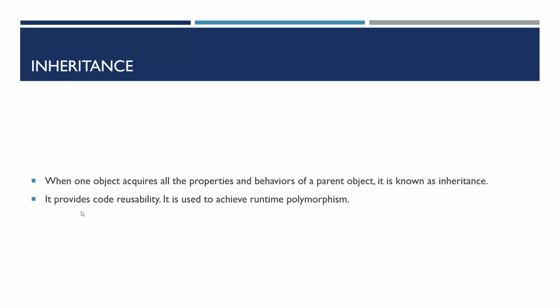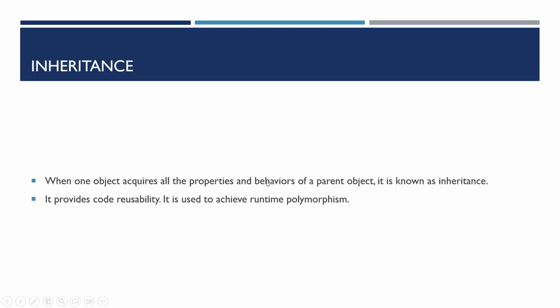So it provides code reusability, and it is also used to achieve runtime polymorphism. Polymorphism is also an OOPS concept. So using one OOPS concept, we are going to write one more OOPS concept. Using inheritance, we are going to write polymorphism also.